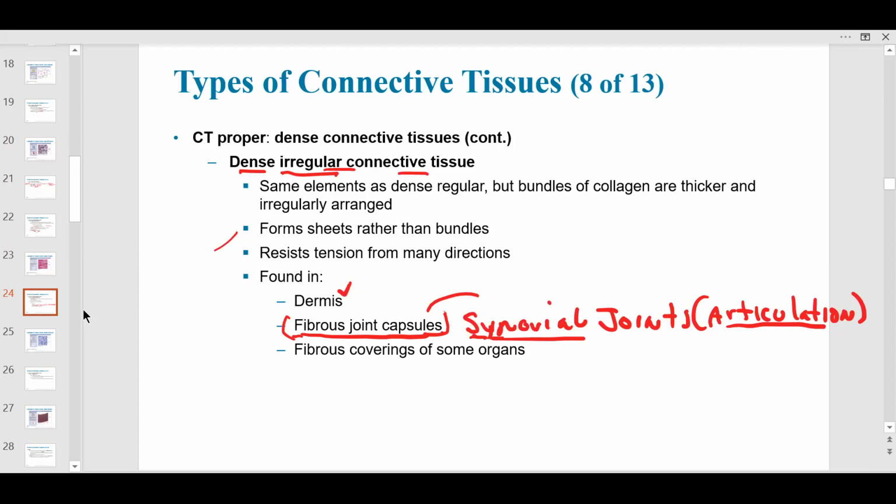And it's a common feature in synovial joints, which also have synovial fluid. There's a whole thing we're going to learn about synovial joints, and that's the most one I'm going to talk about.